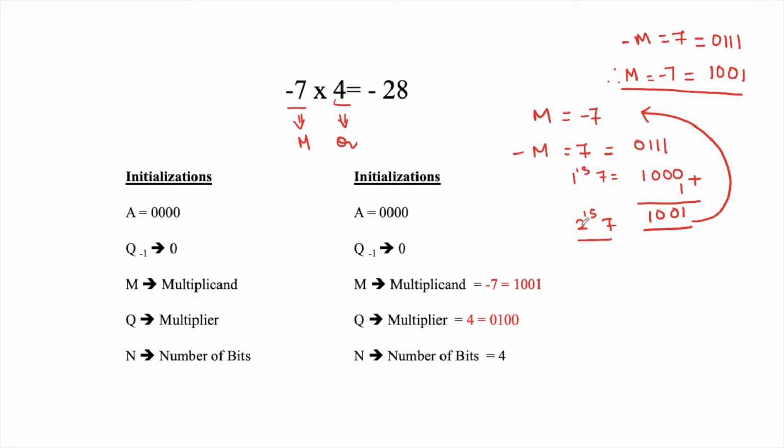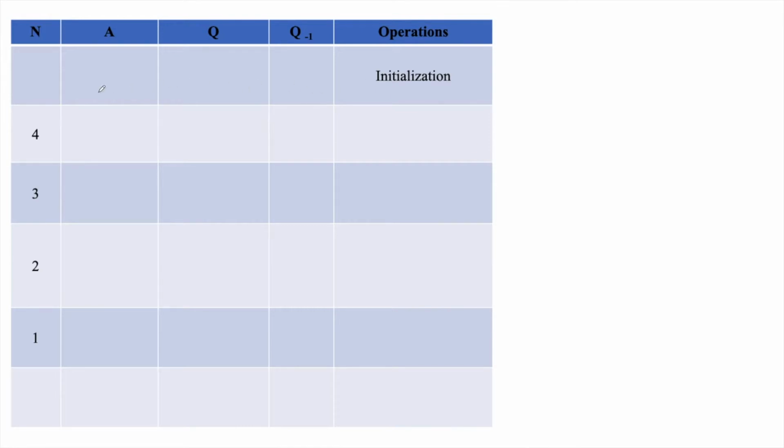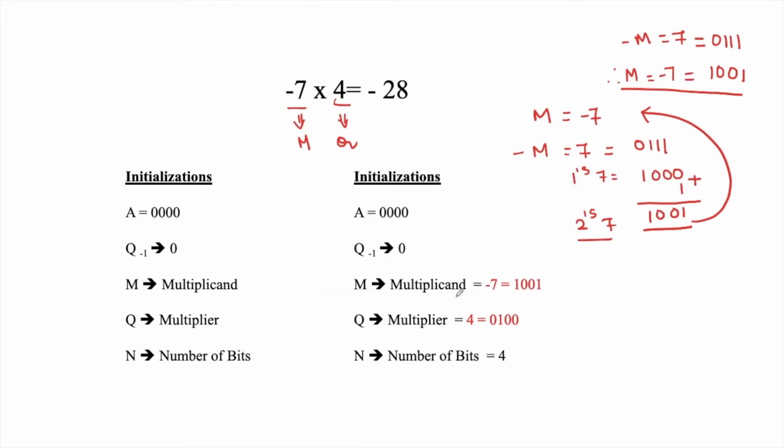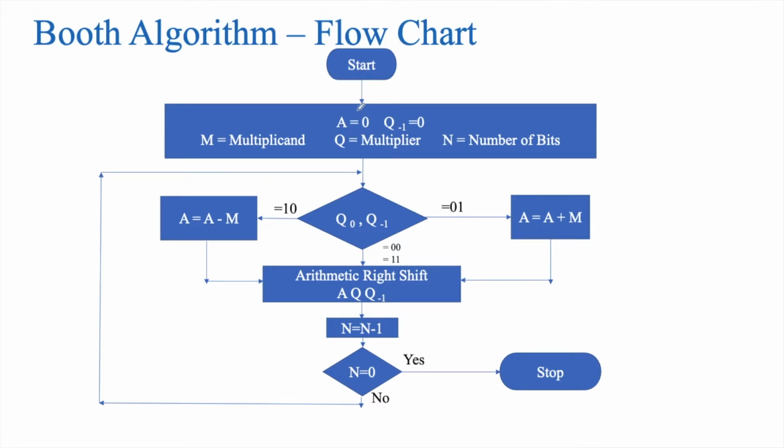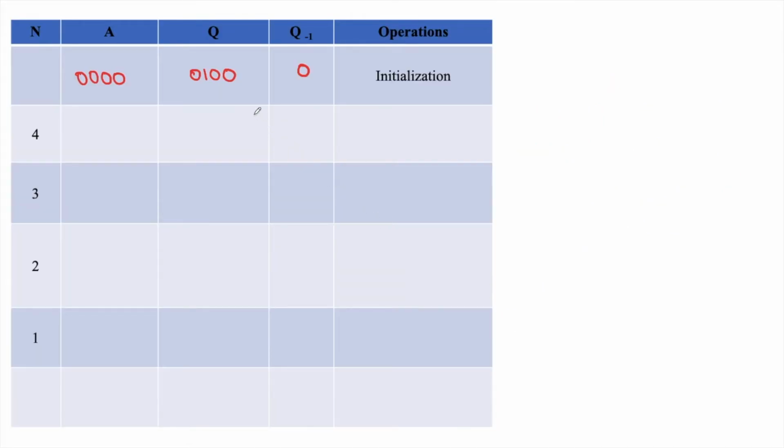So with all these calculations, let us start doing the problem. So what is the first initialization? We have to put A is equal to 0, 0, 0 and 0. What should be the Q? Q is our multiplier, which is nothing but 0, 1, 0, 0. Q minus 1 should be initialized to 0. So these are the first initializations. So let us go to the flowchart. After initialization, what should we do? We have to check what is in Q0 and Q minus 1. Q0 is this bit and here is the Q minus 1 bit. Both are 0 and 0.